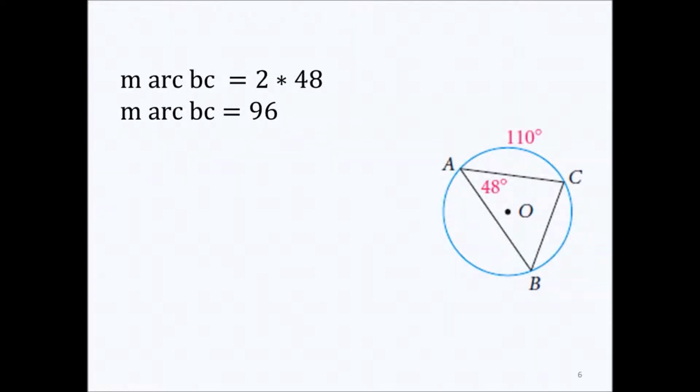The next value that we're going to find is the value of angle B. To do that, we have to first recognize that angle B is an inscribed angle because its vertex lies on the circle. Angle B has an intercepted arc of arc AC. That arc has a given value of 110. So since we have the value of the arc, we can just divide the arc by 2 to get the value of the inscribed angle. So B is equal to 110 divided by 2, which is equal to 55.